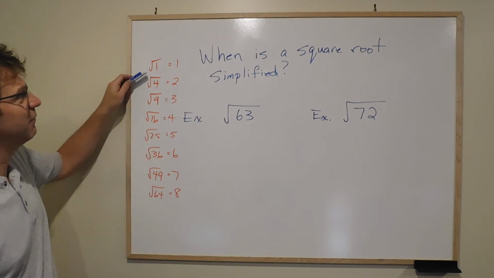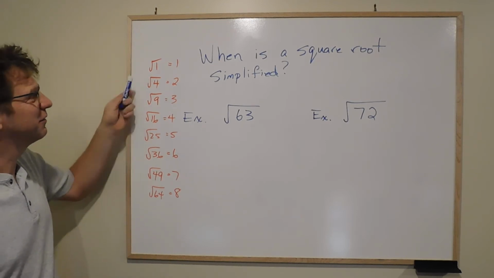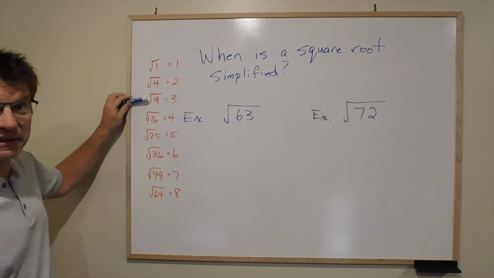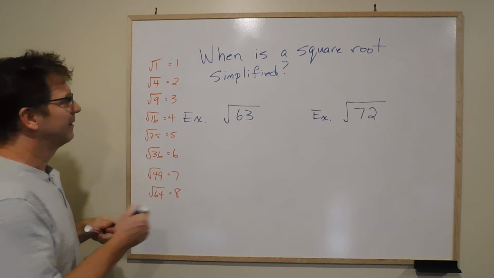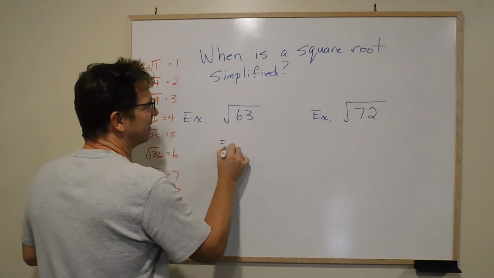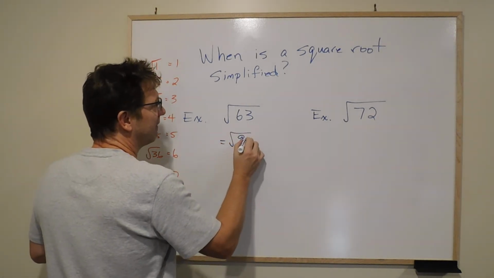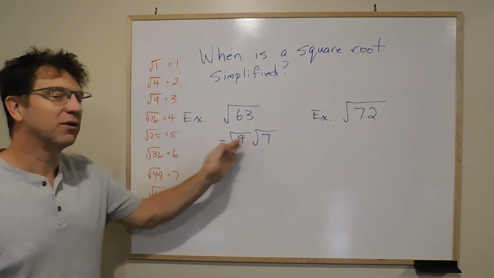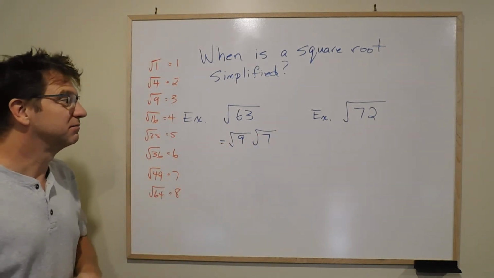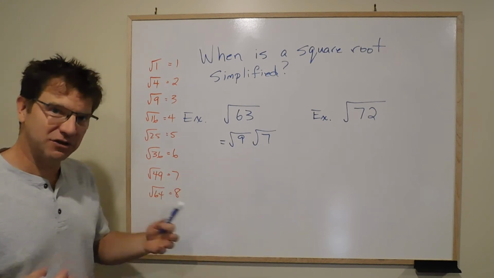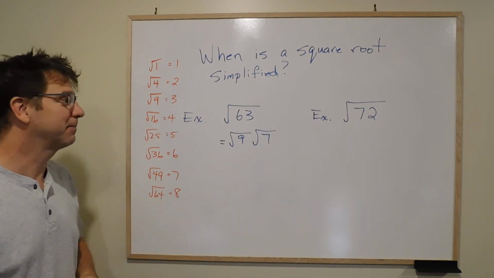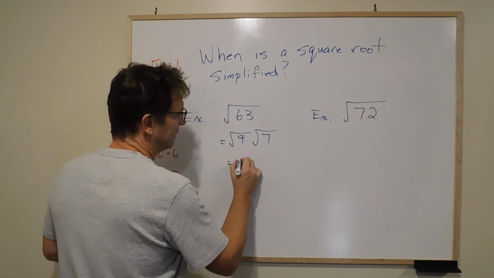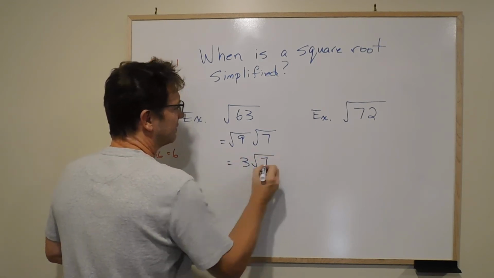Well, 1 is not useful, so we need to be bigger than 1. 4 doesn't work, 9 works. Excellent, 9 works, right? So I could say this is the square root of 9 times the square root of 7. Because if you have two square roots together, the square root of 9 times the square root of 7 is just the square root of 63. Now, I could then say this is 3 root 7.